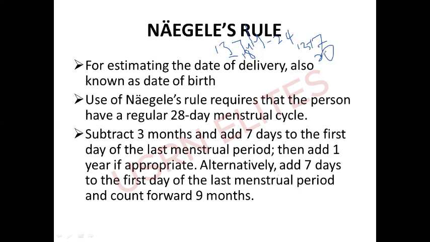Thank you. So we're saying that you start from June, May, April. So April is the month that we are expecting the woman to deliver in. And we've already gotten our 20. Then you add 1 year to it if appropriate. At this point, we need to add 1 year because we are counting backwards. So instead of 2024, we're now going to get 2025.